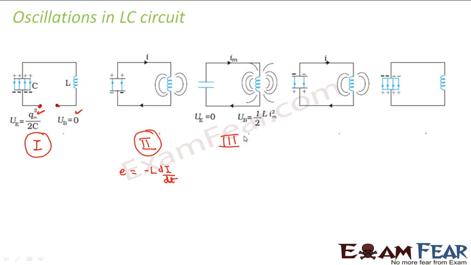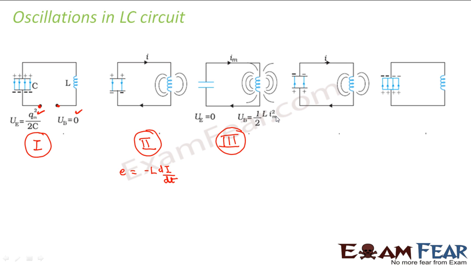So finally, we reach stage 3, where the capacitor is completely discharged. That means there is no energy stored in the capacitor and the entire energy is now stored by the inductor as magnetic field energy, that is half Li square. So now your magnetic field energy is maximum.